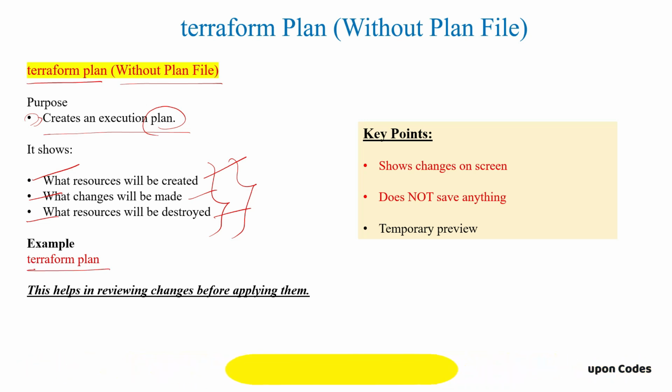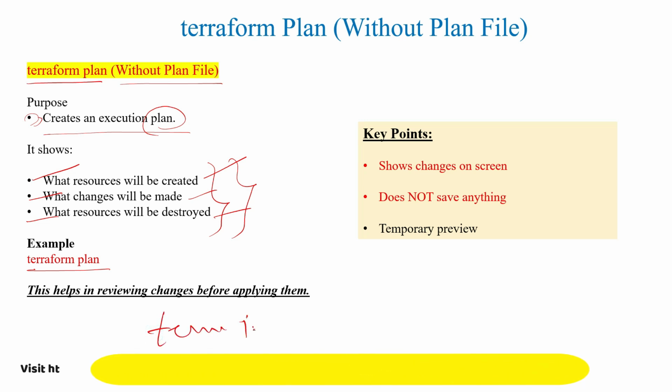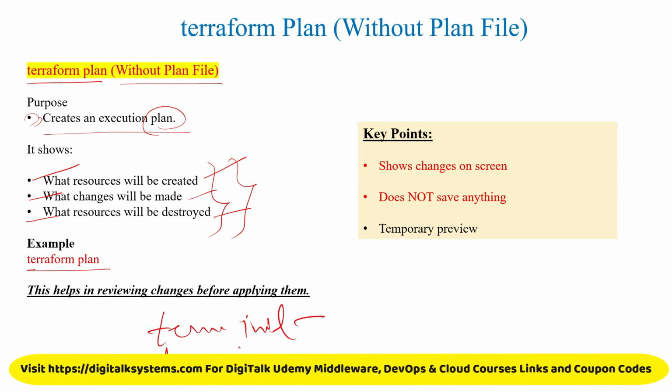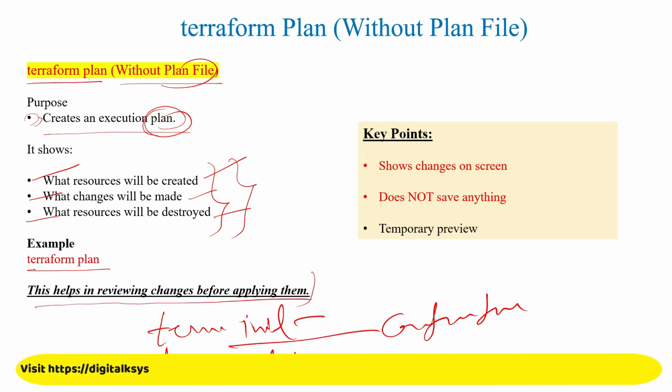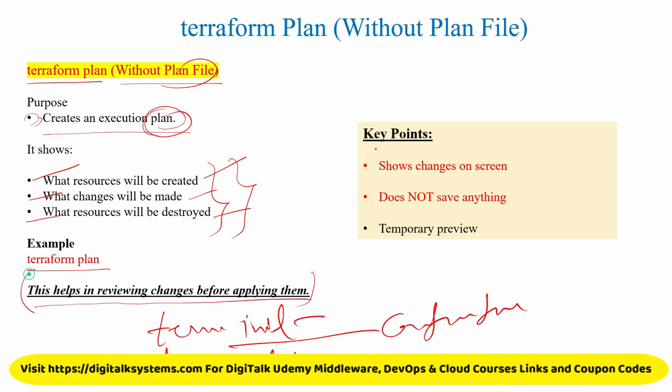So it's a sequence. Whenever we work in Terraform, first we run Terraform init, then we create our configuration files, then we run Terraform validate for validation, and the third step is Terraform plan. This helps in reviewing changes before applying them. The key point here: it shows changes on screen, does not save anything, and is a temporary preview.